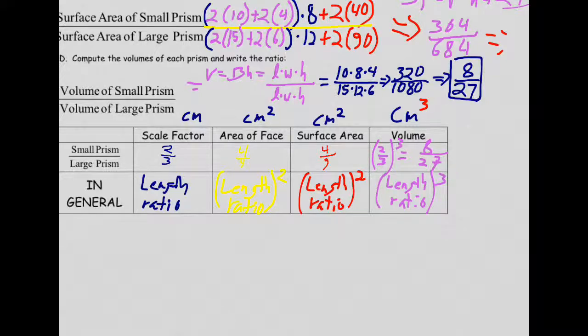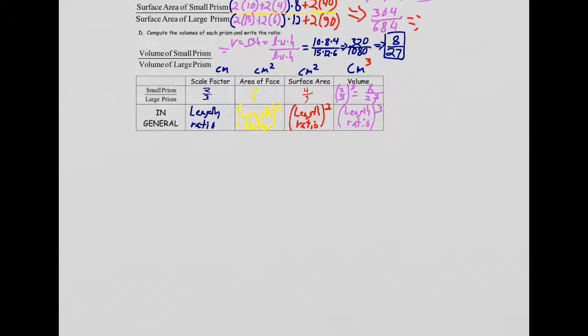Don't forget, guys, this is a really good kind of cheat for you. If you forget that your ratio of your area is just your ratio of your sides squared, then just remember your units. And you're like, oh yeah, I just cube my side ratio to get that.